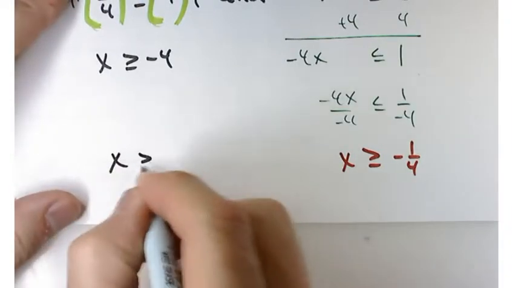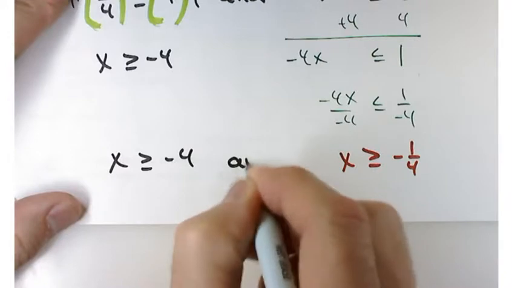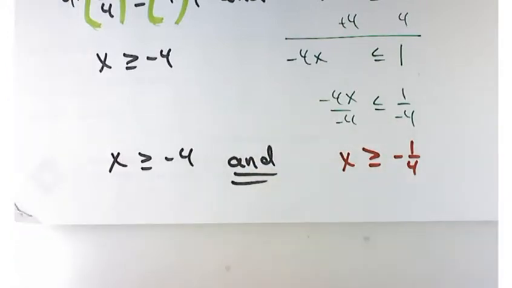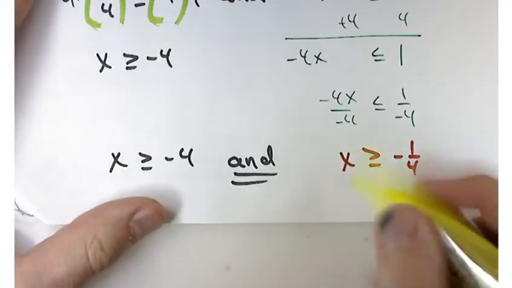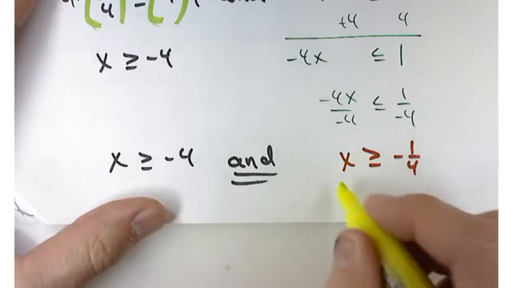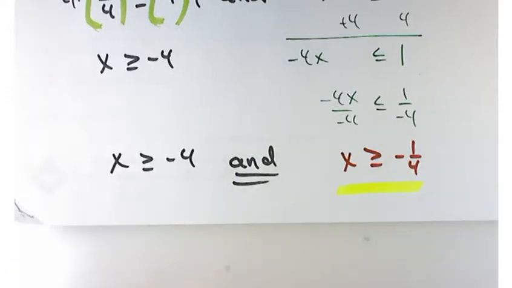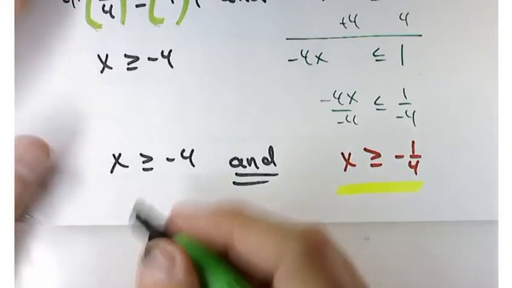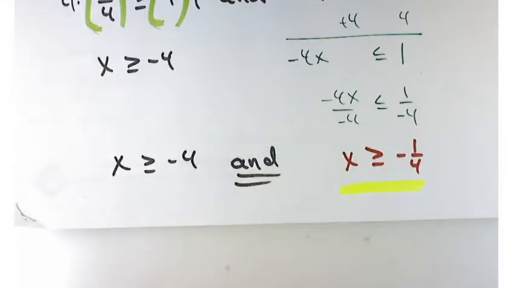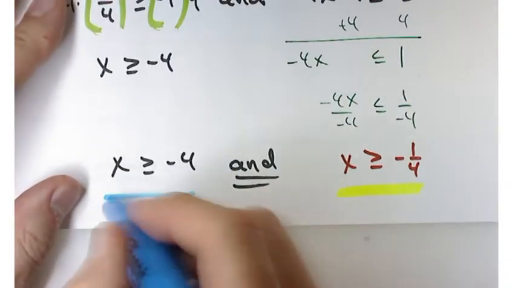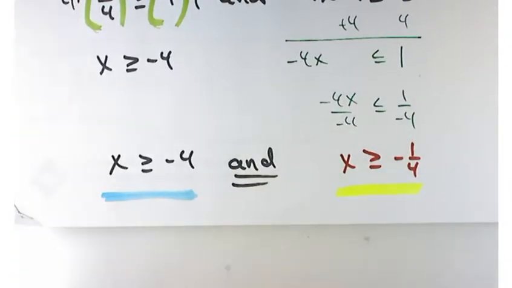x is greater than or equal to negative 4, and x is greater than or equal to negative 1/4. So you're looking for where both of these things overlap. Let me see if this one's going to work good enough. Can you see that yellow pretty good? Yeah? Okay. And let's see, we'll also see if the blue works. All right. So we'll try and do both of these in those colors.